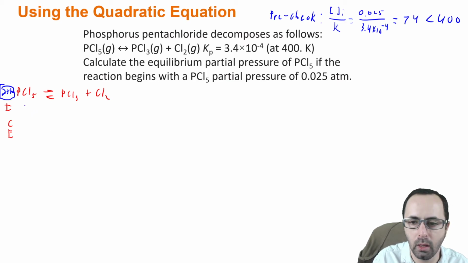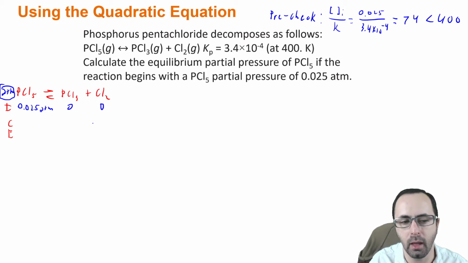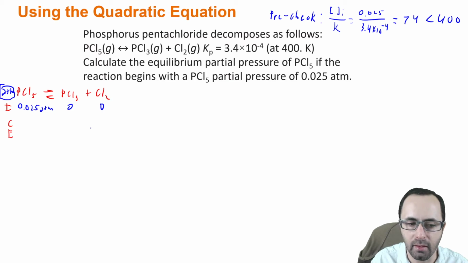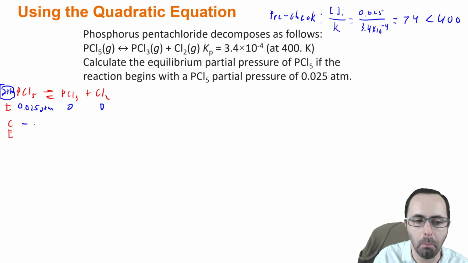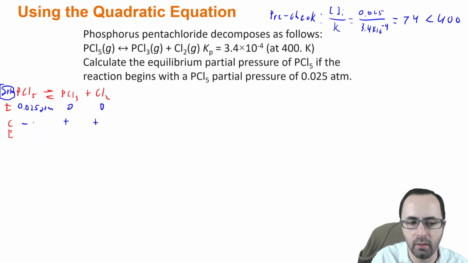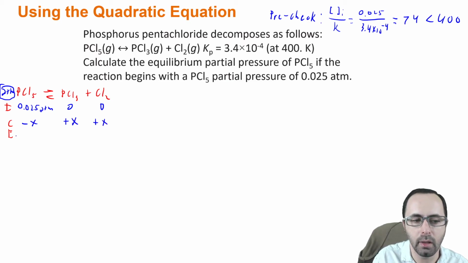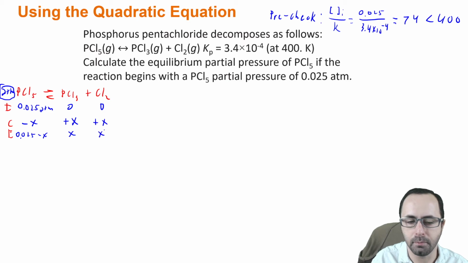And so we're putting our atmospheres of PCl5 here, and we've got no products. So again, we calculate Q, and it's the same, it's 0. It's less than K, so the reaction is going forward. So we put minus in front of the reactants, plus in front of the products. And since it's one for all of these, it's going to be minus x, plus x, plus x. And so for our equilibrium concentration, we have 0.025 minus x here, and then x and x.